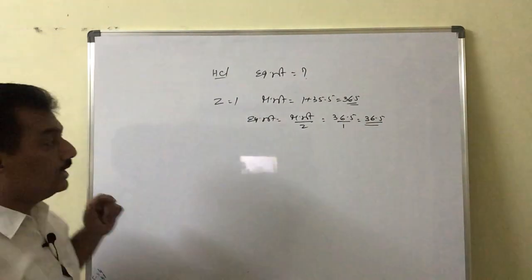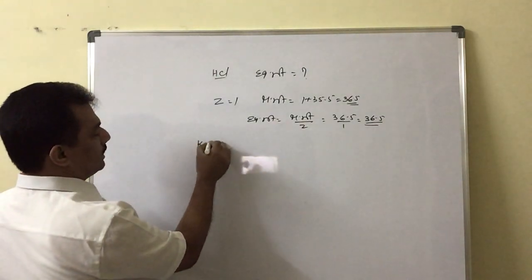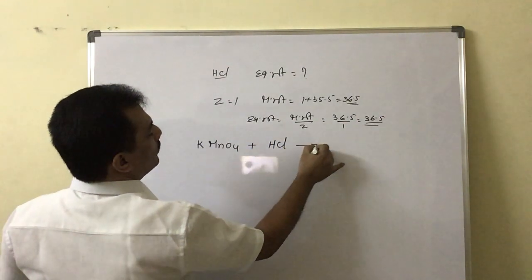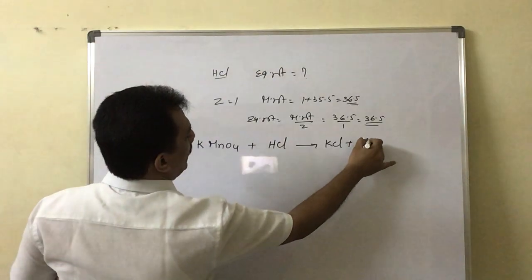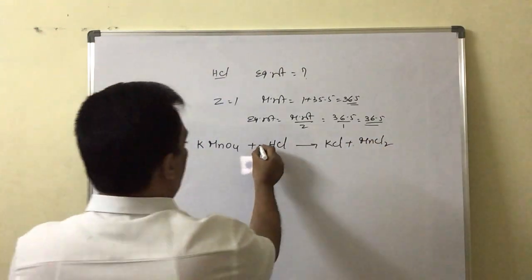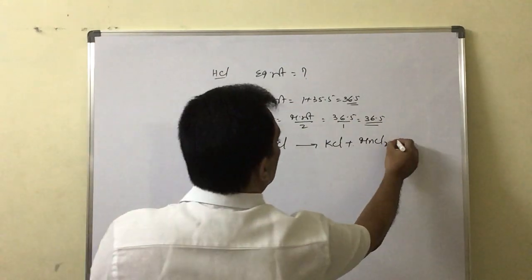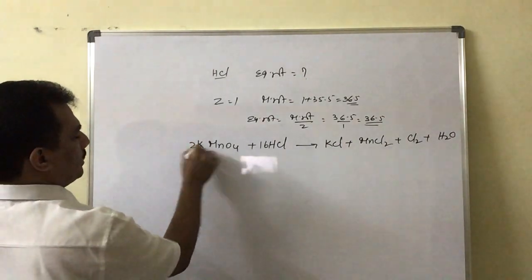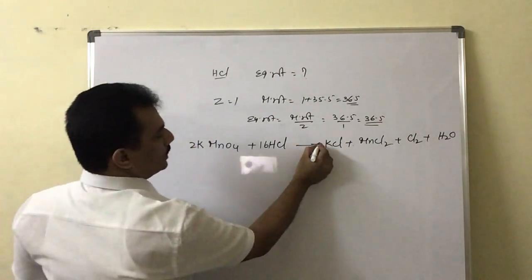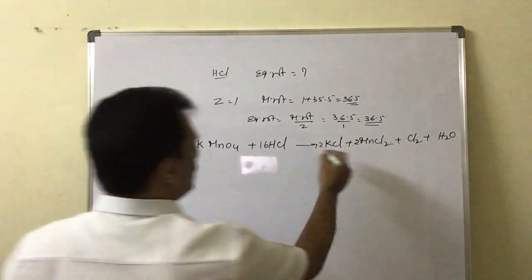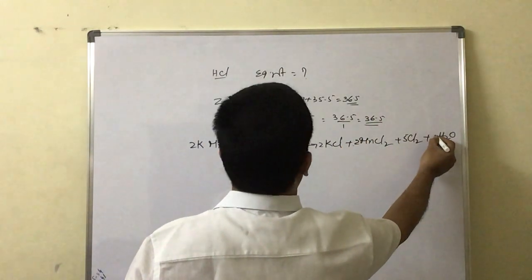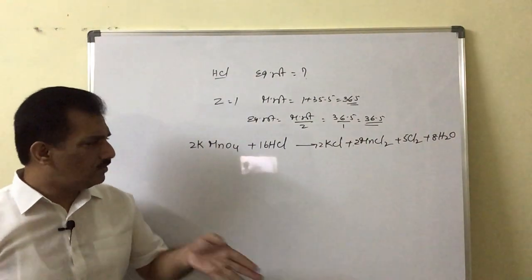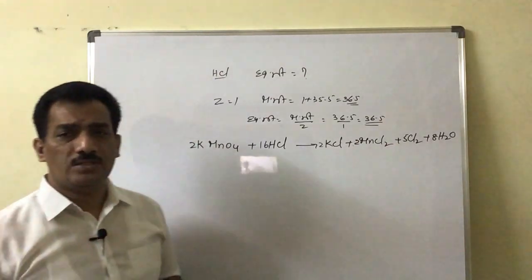And now, unlike this, if they ask a question like this: KMnO4 when reacting with HCl gives KCl plus MnCl2 plus Cl2 plus H2O. This is the reaction given. And here, first let me write the balanced equation. It is 2KCl, 2MnCl2, 5Cl2, and 8H2O. This is the reaction. You already know how to balance the equation, but here the purpose is not to balance the equation.